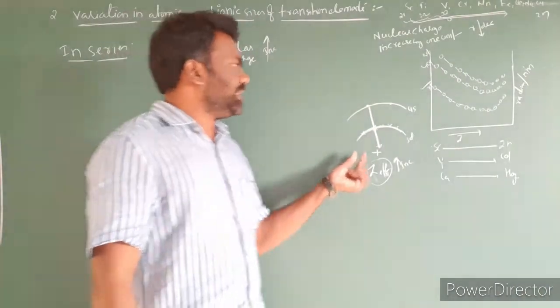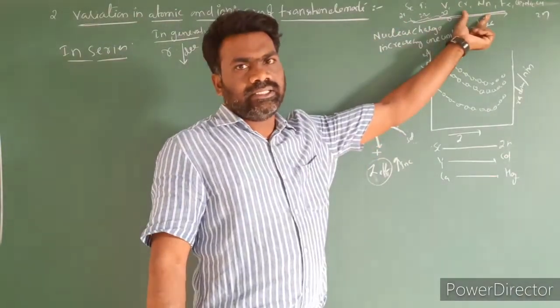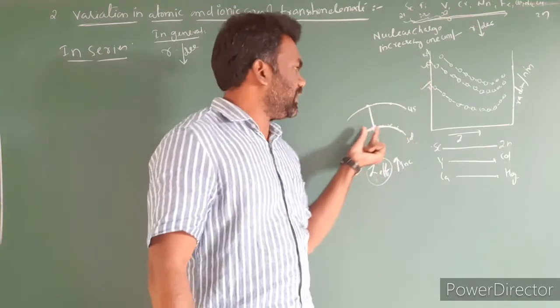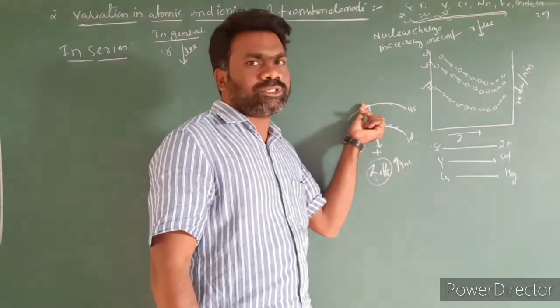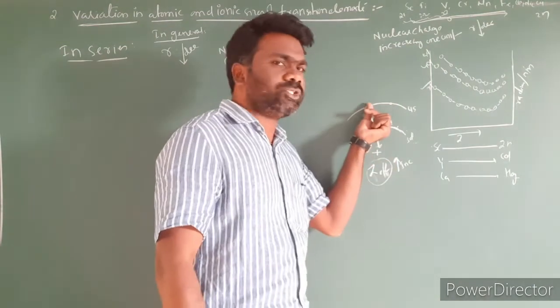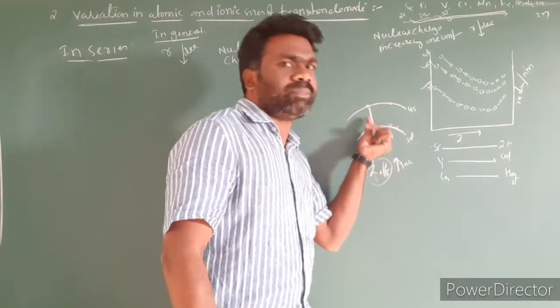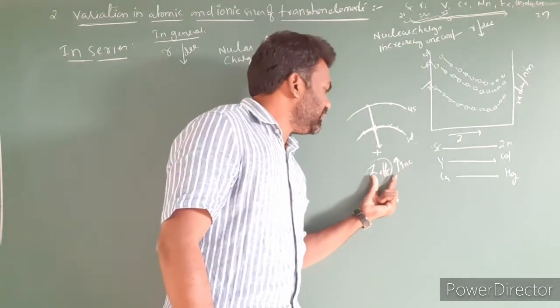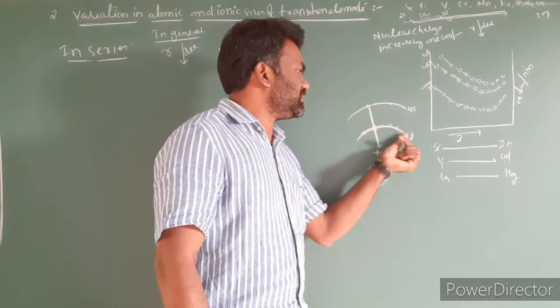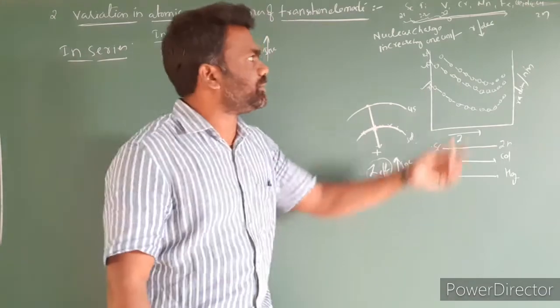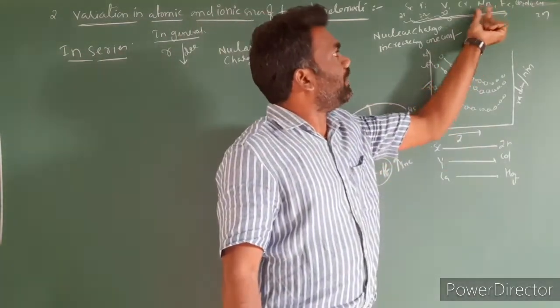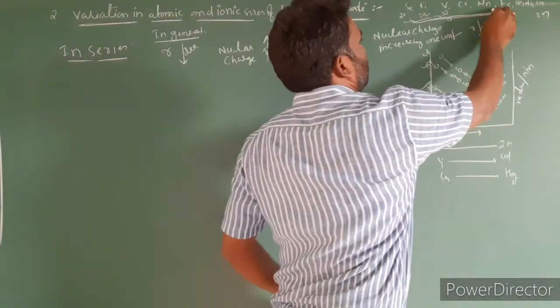So my point is that nuclear charge is increasing, and electrons are also being added. These electrons are repelling the outermost electrons, while the nucleus is pulling electrons towards the inside. But the nuclear charge is greater than the repulsion of the d orbital electrons. As a result, the size decreases up to manganese.